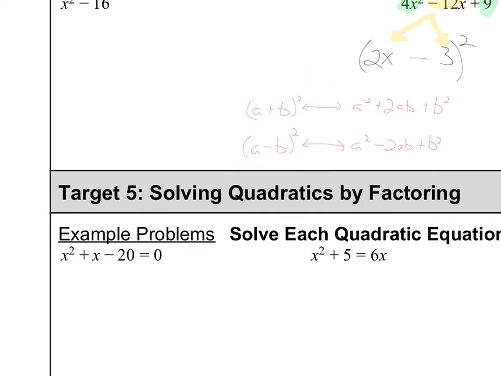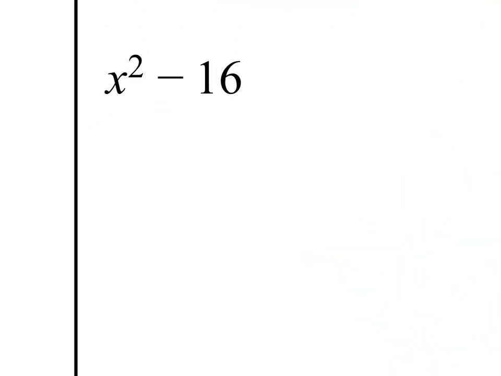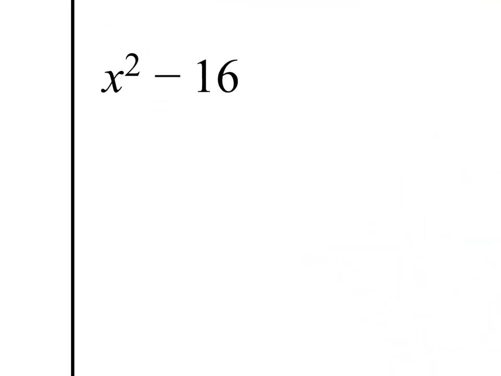All right, let's get into the last special pattern here. x squared minus 16. This is what is called the difference of two squares. Difference meaning subtraction. Two meaning there's two terms. Squares meaning I can take the square root of each piece. So if I can take the square root of the first term and the square root of the last term, sirens go off in my head. Maybe I can use a special pattern.